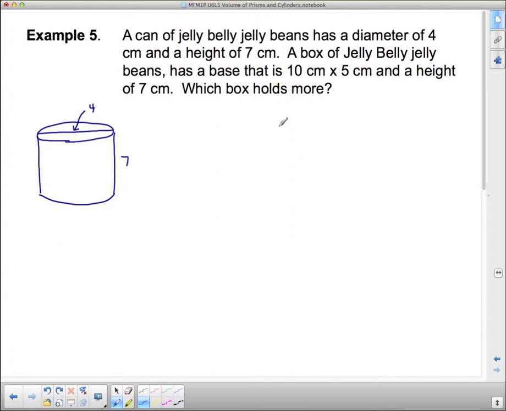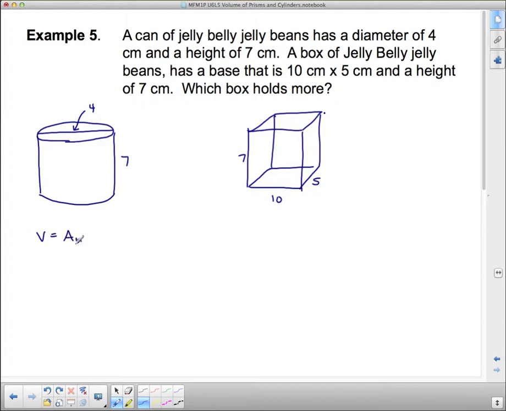Now a box of Jelly Belly jelly beans has a base that is 10 by 5. So 10 by 5. So here's our box. And the height is 7 centimeters. So which box holds more? Or which thing, the can or the box, holds more? Well, we want to find the volume of these two things. Now, just by looking at it, they're both the same height. So I would be inclined to believe that probably this bottom that's 10 by 5 looks like it's going to be a lot bigger than a circle that has a diameter of 4. But let's actually figure it out.